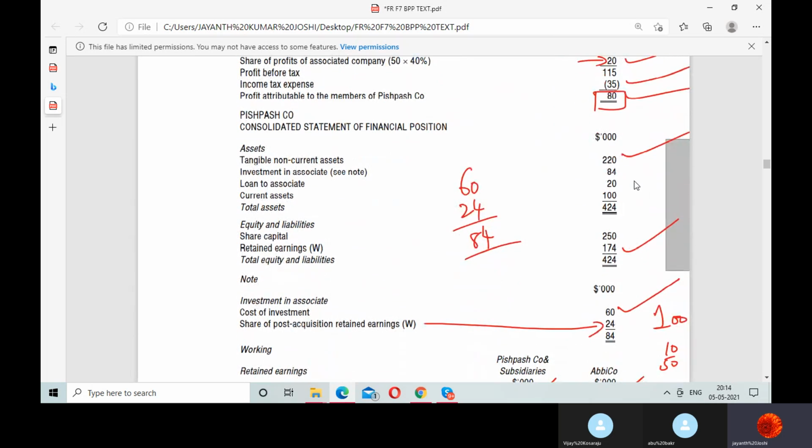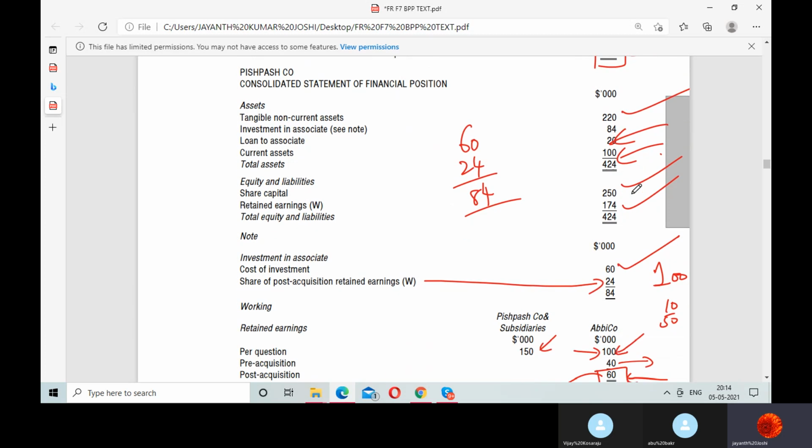And loan to associate, in the sense these guys have given a loan, that is their receivable, correct? Yes, asset side and current assets. Share capital is okay, group share capital and retained earnings we have got. So the balance sheet tallies, that's it.